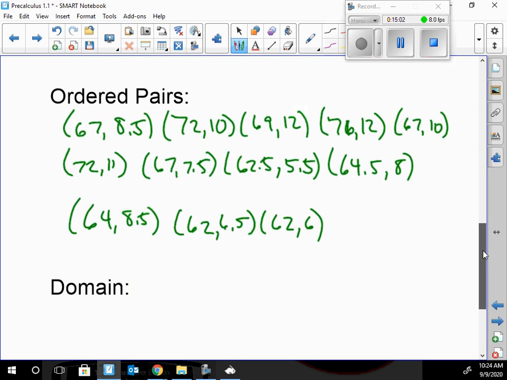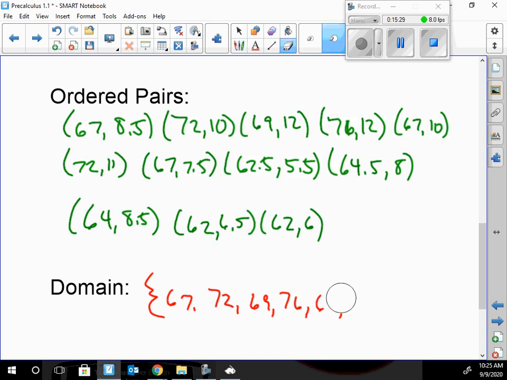If I look at the domain, that is all of my x values. So you do a squiggly bracket here to write a domain. It's all of the x values in our ordered pairs. 67, 72, 69, 76, 67. Now, you'll notice the 67 repeats, so I don't have to repeat it. 72, that repeats. 67 repeats again. 62.5, that's a new one. 64.5, that's a new one. 64, 62, and 62. That's my domain.